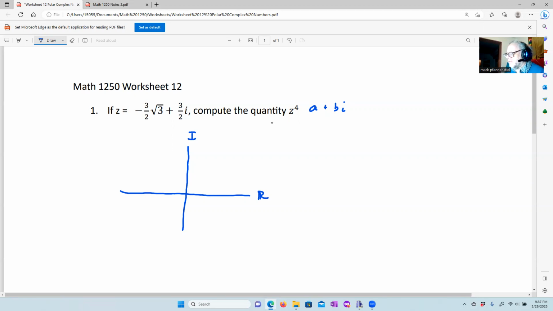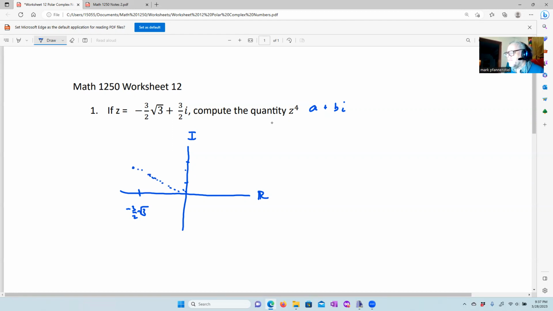So if I go ahead and do this, the real axis goes 3 halves times root 3. We're just going to call that over here somewhere. Okay, so this is negative 3 over 2 square root of 3. Okay, just multiply that out. It's going to be like, I don't know, 2.7 or something. And then we're going to go 3 halves. Here's 1, here's 2. So about 3 halves up. That's in the i direction. Okay. And then we'll go ahead and draw a little line to this.